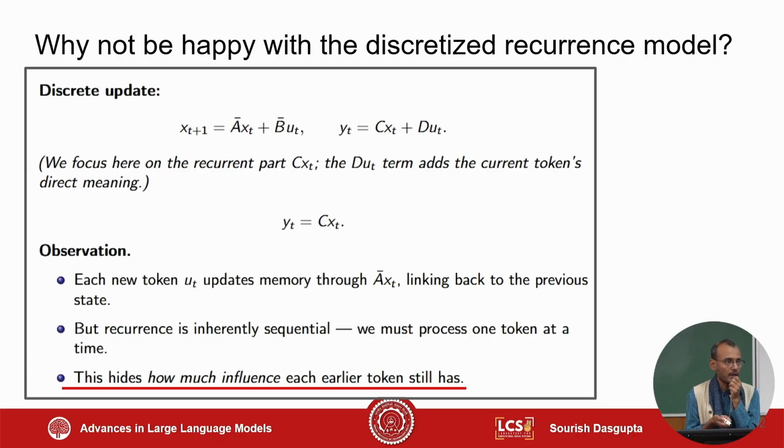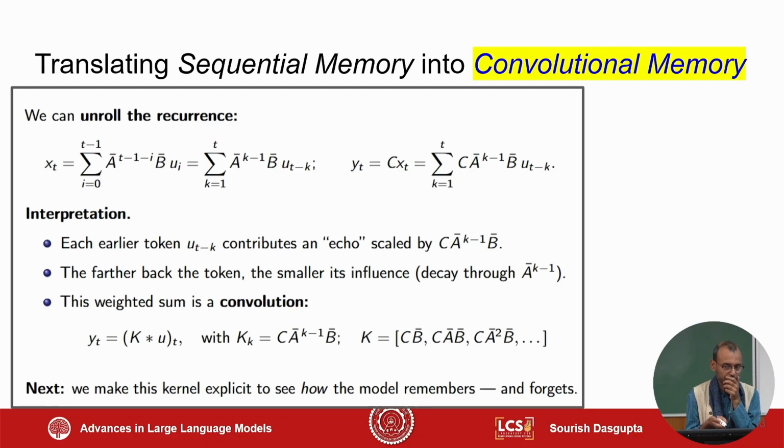So this may hide how much influence each earlier token still has, because it's an accumulation. It's like a snowball. So the same problem that LSTMs also would have. So what you do is you translate the sequential memory into what we call a convolutional memory. It's a trick. It's a basic algebraic trick. Simple. So what do you say?